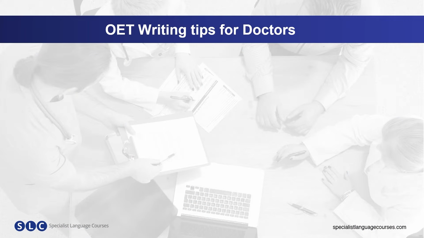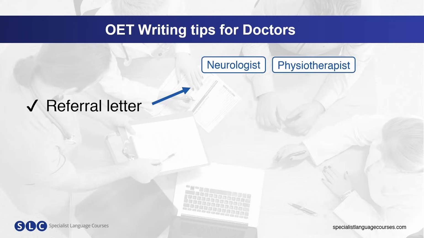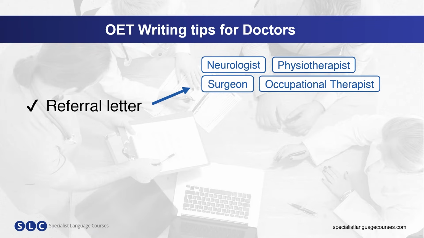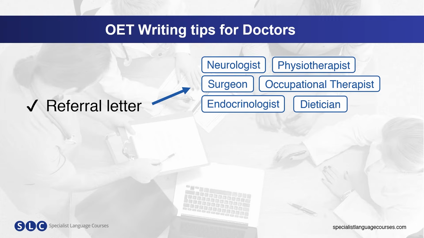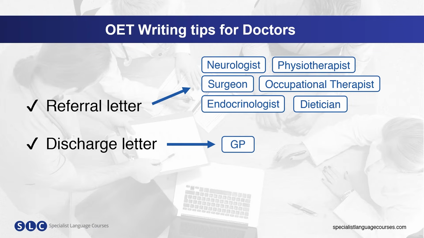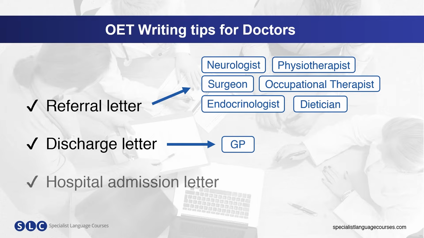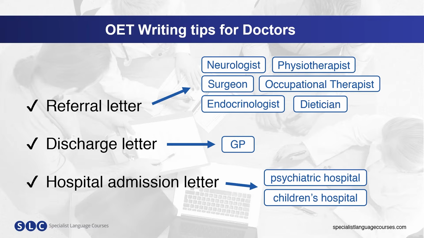So what kind of letter will you be asked to write? Let's take a look at the different possibilities. There are 3 different types of letters that you may have to write in the OET exam. You might have to write a referral letter, for example, to a neurologist, a physiotherapist, surgeon, an occupational therapist, an endocrinologist, or a dietitian. You may have to write a discharge letter where you could possibly be writing to the patient's GP. Or perhaps you might write a hospital admission letter where you are writing to, for example, a psychiatric hospital or a children's hospital.